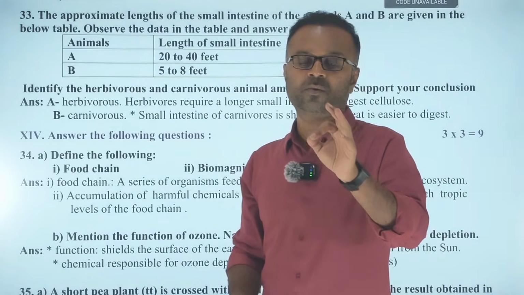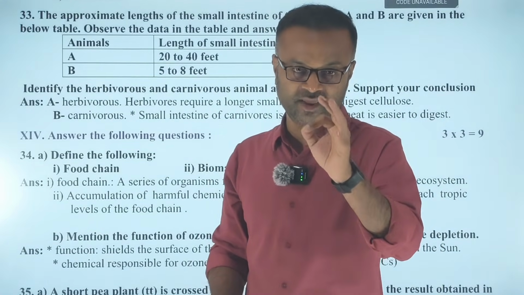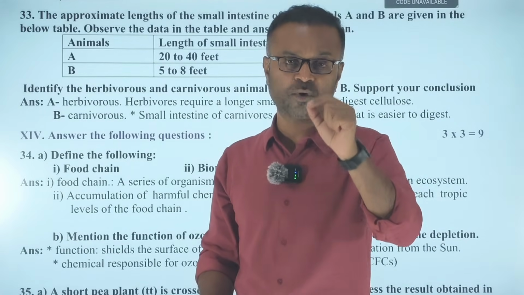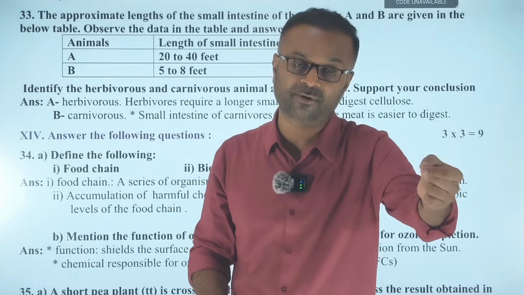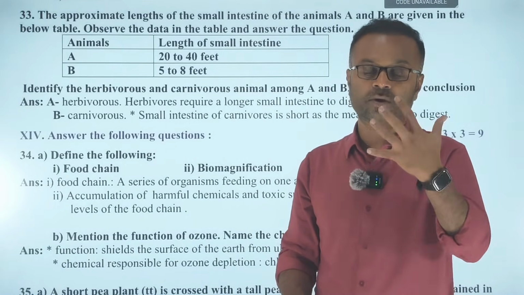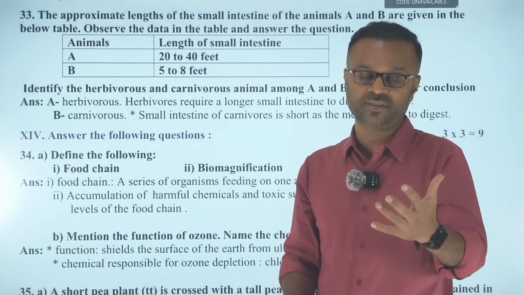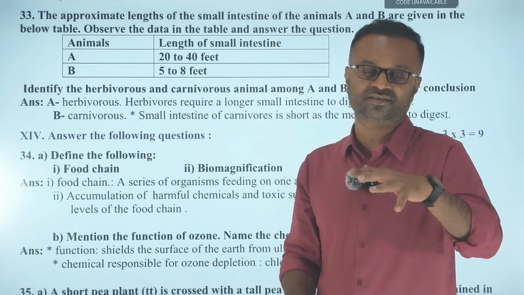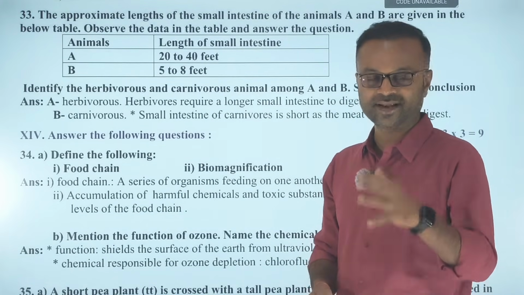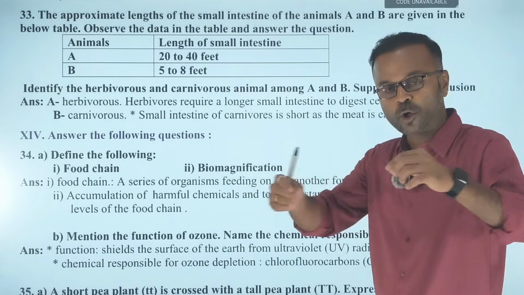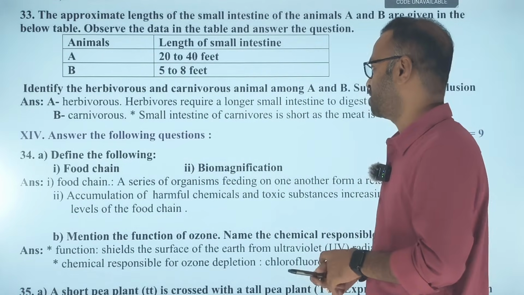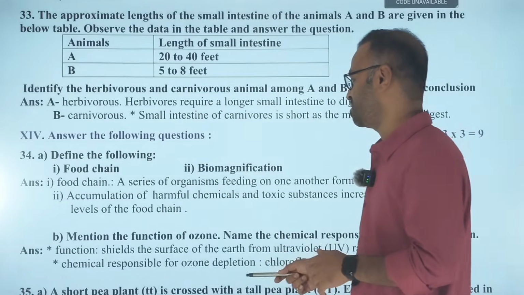Remember, carnivorous animals, the meat, flesh-eating animals, have a smaller length of small intestine compared to that of the herbivorous animals, because the herbivorous animals which feed on grass have the complex carbohydrate, so-called cellulose. It will take much more time to digest the cellulose present in the grass compared to that of flesh or meat. That's the reason herbivorous animals have a longer small intestine compared to that of carnivorous animals. So A is the herbivorous and B is the carnivorous in this case.